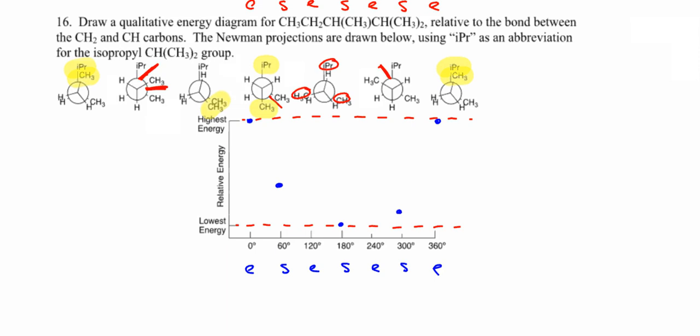Well, that's not a lot of strain. That's actually going to be quite low. So this one is going to be just a little higher than the other staggered, and then I would think that this one would be somewhere in the middle because I have that strain right here. So my final drawing would look something like this.